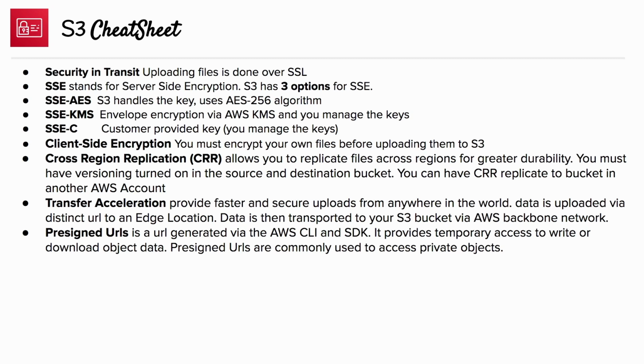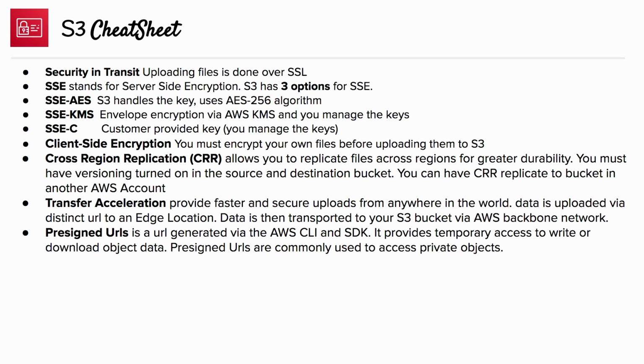You also have cross-region replication. This allows you to replicate files across regions for greater durability. You must have versioning turned on in the source and destination bucket in order to use cross-region replication. And you can replicate a source bucket to a bucket in another AWS account.